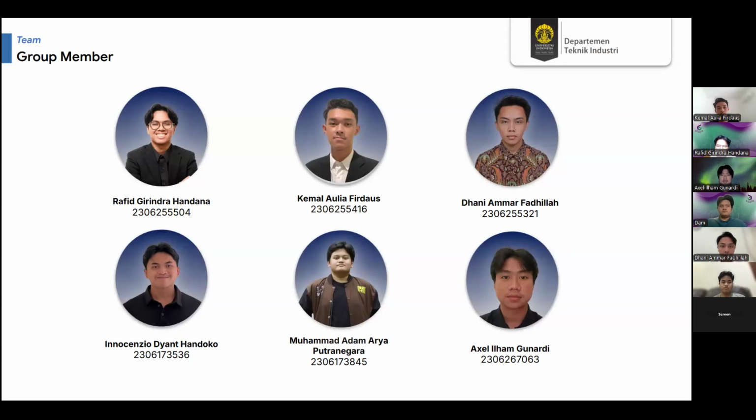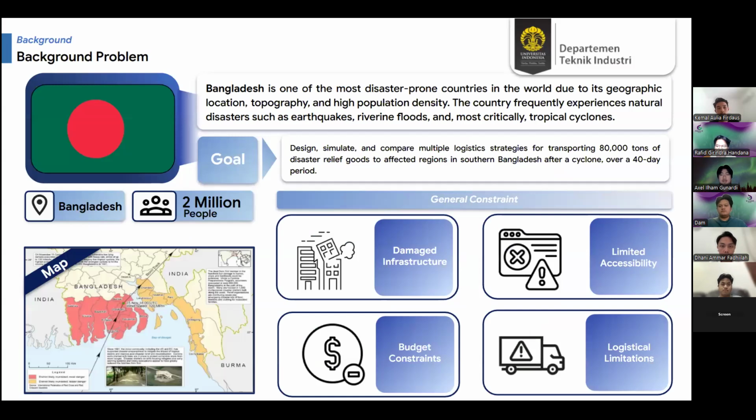Bangladesh is one of the most disaster-prone countries in the world due to its geographic location, topography, and high population density. It frequently experiences natural disasters such as earthquakes, floods, and especially tropical cyclones, which severely affect southern regions. In this project, our goal is to design, simulate, and compare various logistic strategies for delivering 80,000 tons of disaster relief goods to the affected people in the regions of southern Bangladesh within a 40-day period, serving approximately 2 million people. However, there are several general constraints we must consider in the planning and simulation process.